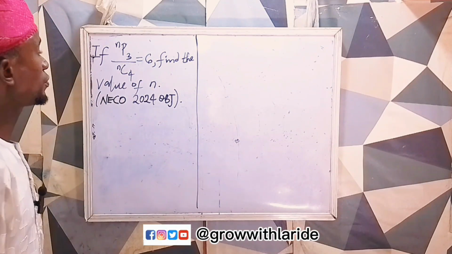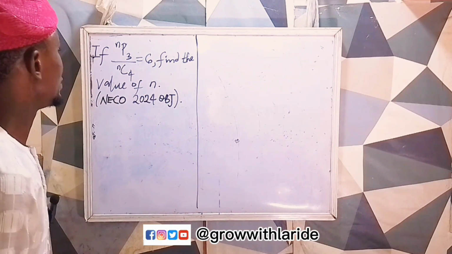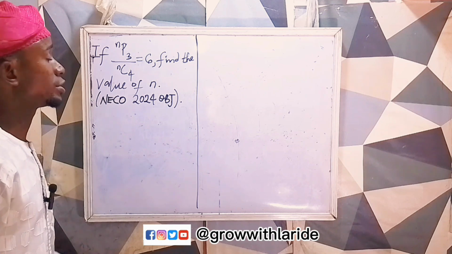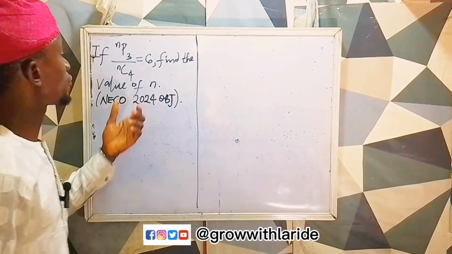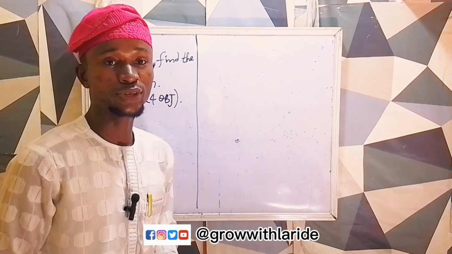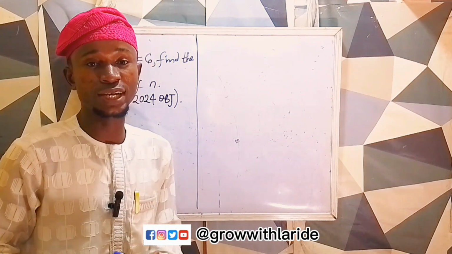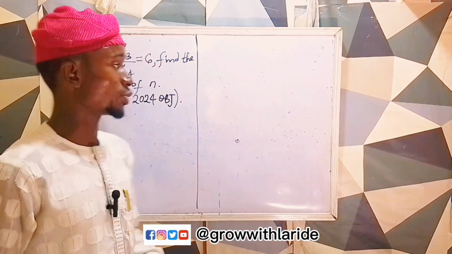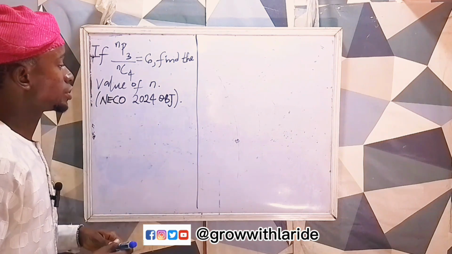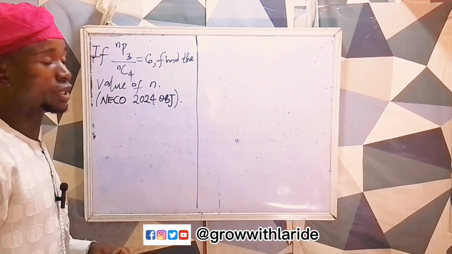So we have, if nP3 divided by nC4 is equal to 6. We are asked to find the value of n. So here we have to look for the value of n. In this question we have permutation and combination all together. So the first thing we need to know is how do we express factorial.